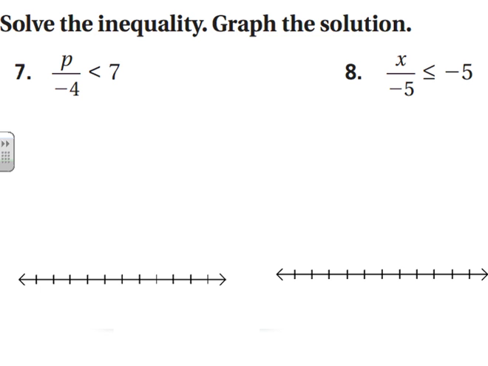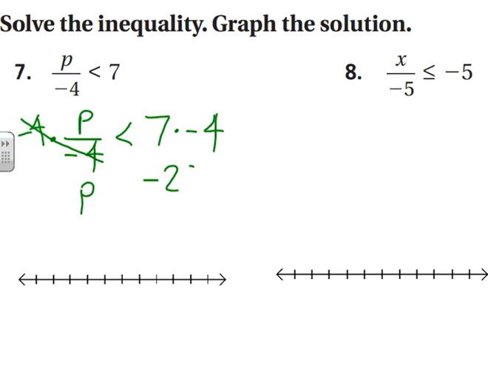For some of the upcoming examples, we will need to flip it when we multiply or divide by a negative number. Okay, so for example, we have p divided by negative 4 is less than 7. So on each side, I'm going to multiply by negative 4. You always multiply with the same sign, so that we have negative 4 divided by negative 4. We'll simplify to positive 1. So we have p, and we have negative 28.